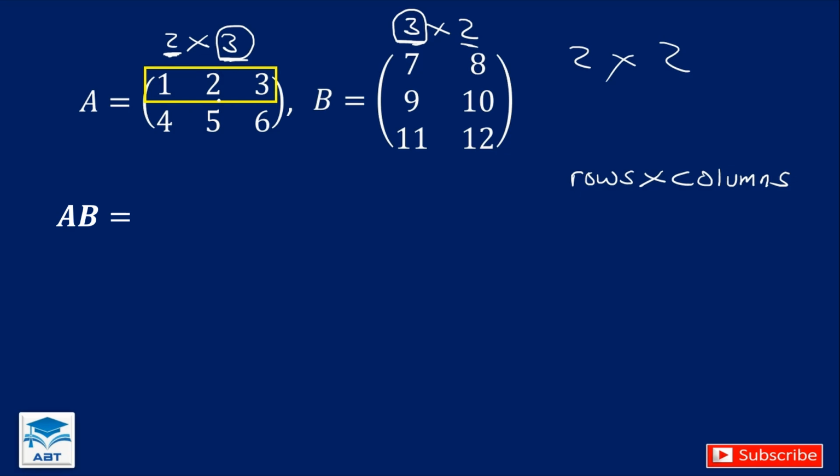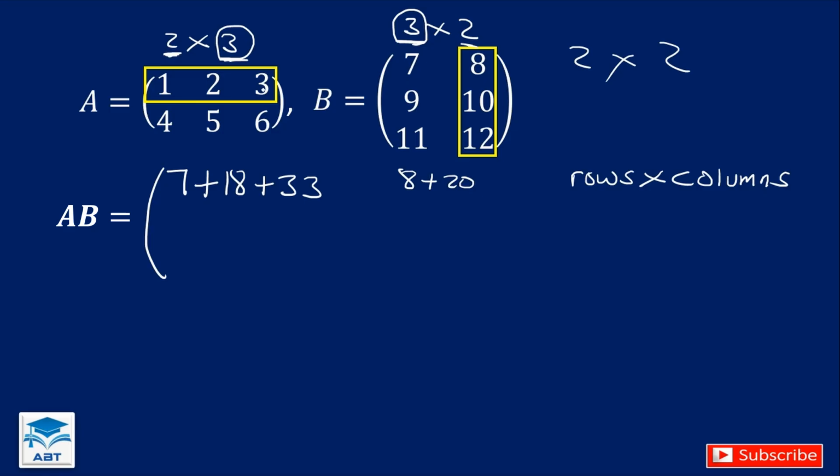So we select the first row of the first matrix and multiply it by the first column of the second matrix. So we have 1 times 7, which is 7. 2 times 9, which is 18, so plus 18. 3 times 11, which is 33, so plus 33. We leave a space here and move on to the second column of the second matrix. So we multiply the first row of the first matrix by the second column of the second matrix. So we have 1 times 8, which is 8. 2 times 10, which is 20, so plus 20. And 3 times 12, which is 36, so plus 36.